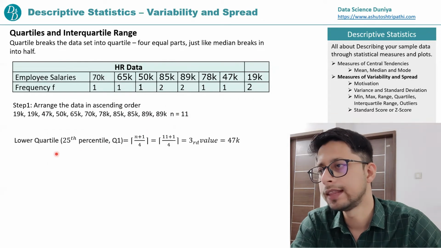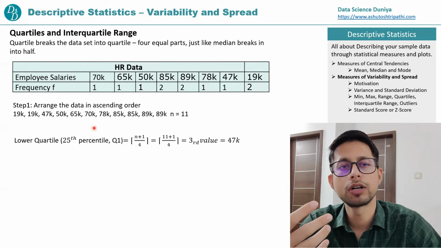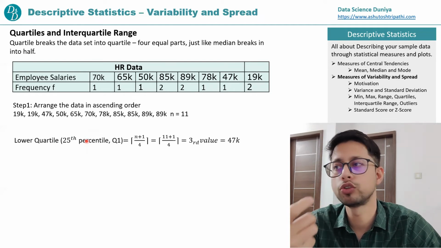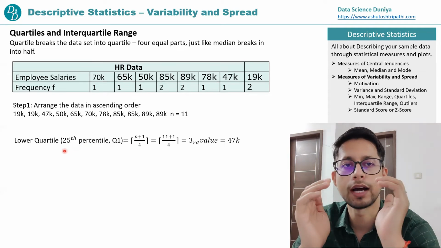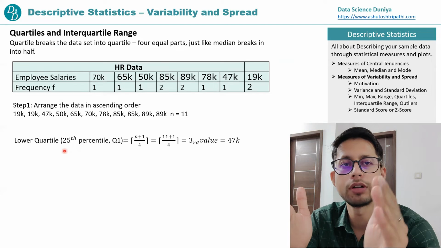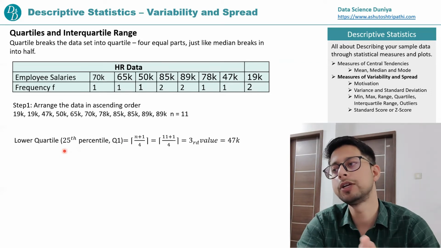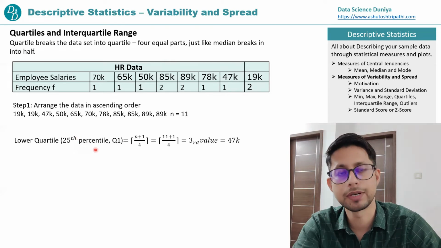Then we calculate the lower quartile. What is the lower quartile basically? The lower quartile, denoted by Q1, tells you the bottom 25% of the data. Quartile means 4 equal parts, right? If we divide the whole thing into 100 percent, then it is 25 percent, 25 percent, 25 percent, 25 percent. There will be 4 blocks, and these are denoted by quartiles. So the first quartile Q1 is the bottom 25% of the data.